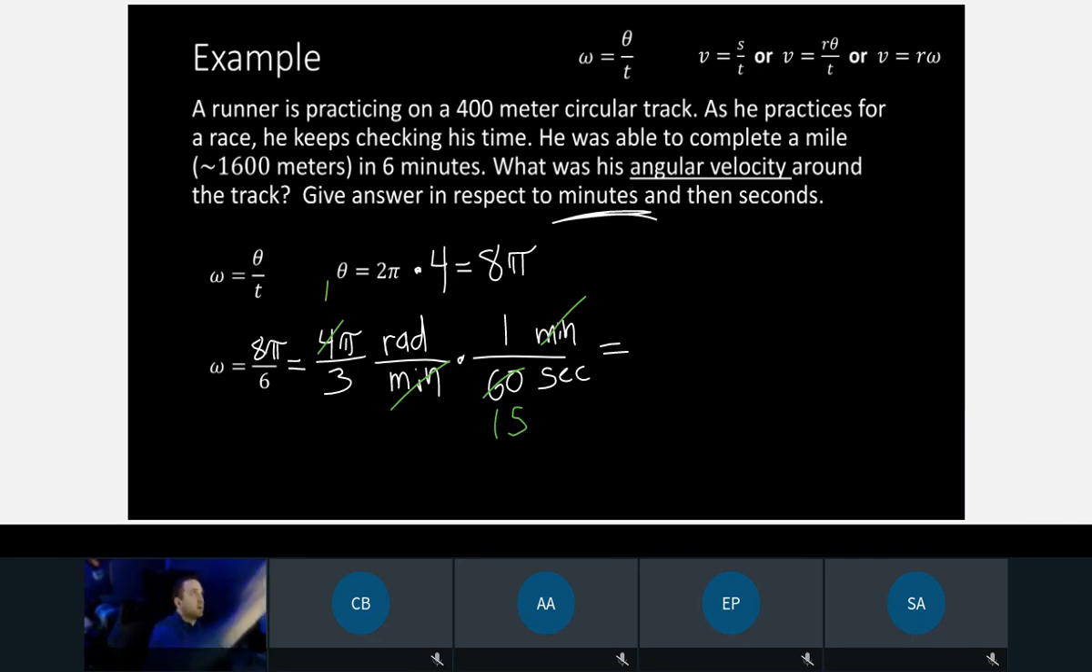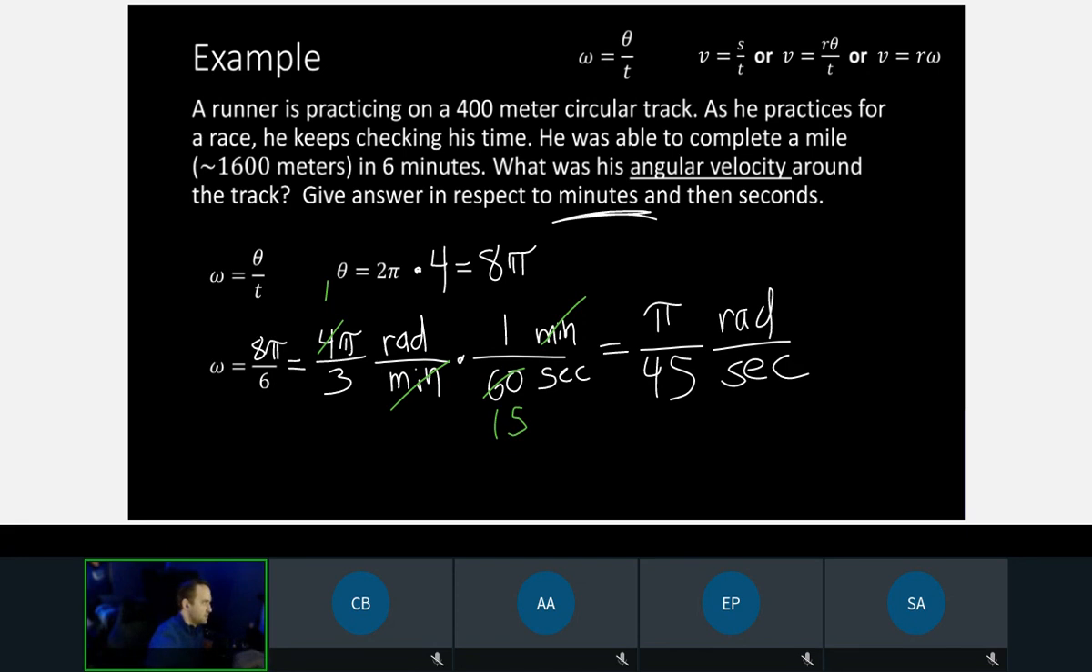So now you're going to have 1 pi on top. And then on the bottom, you're going to have 3 times 15, 15, 30, 45. And now our units is radians per second.